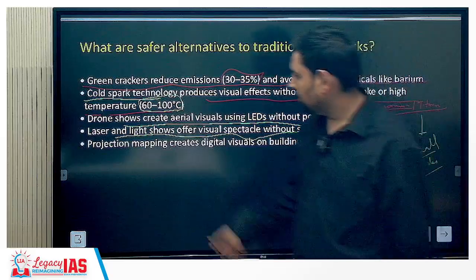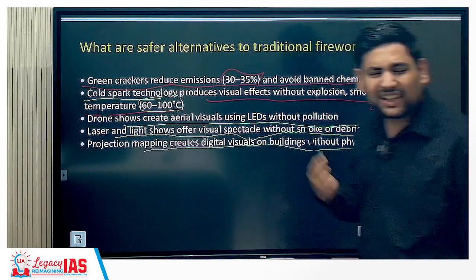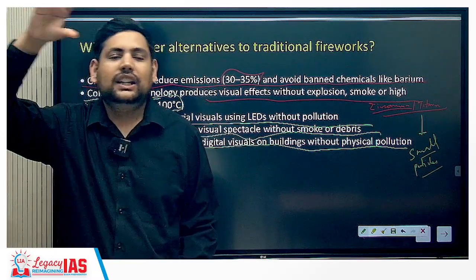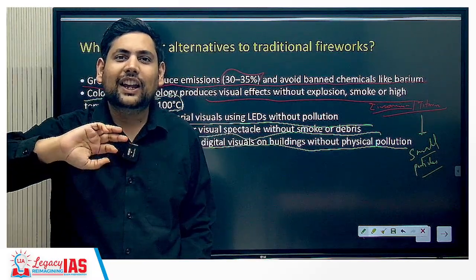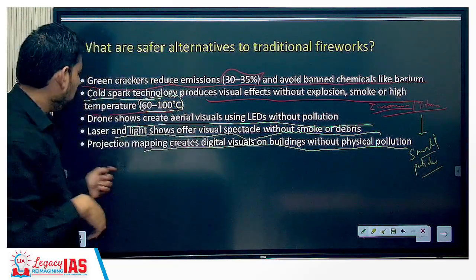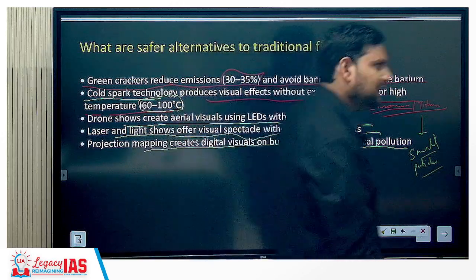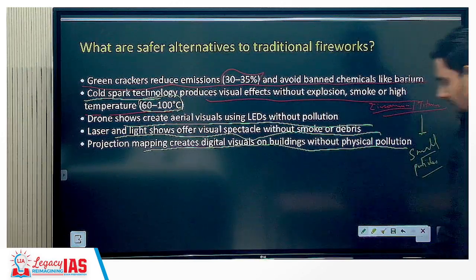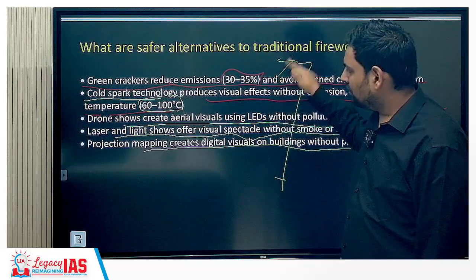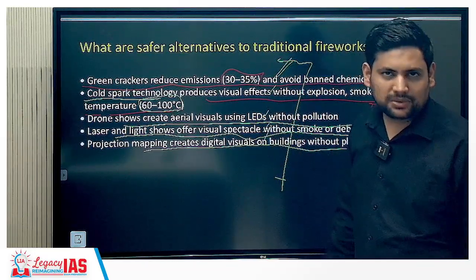Then projection mapping creates digital visuals on buildings without physical pollution. Like you might have seen projections on buildings, where it is written I love Shanghai or I love New York over buildings, correct? Those are called projection mappings. That also looks beautiful and vibrant, and it does not need any fireworks. So these are the safer alternatives. People tend to know these. These are some more that you can write if it comes in the exam.